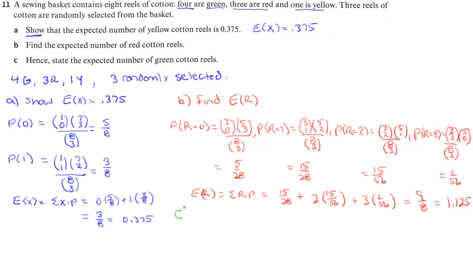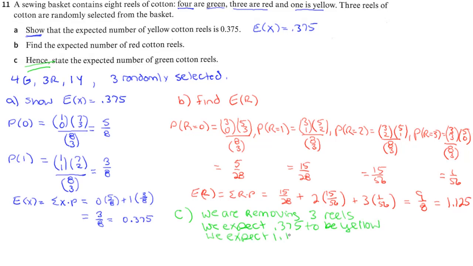Now, you didn't have to do part C, but in part C, all they're saying is if we did these other 2, we should easily be able to figure out the third one, because at the end of the day, we're removing 3 reels. And if we expect to get 0.375 yellows, and if we expect to get 1.125 reds, well, then we should just be able to do 3 minus 0.375 minus 1.125 to find out the number of greens we should expect to get, which would end up being 1.5 reels of green as the expected value. All right, let's go on to the next one.